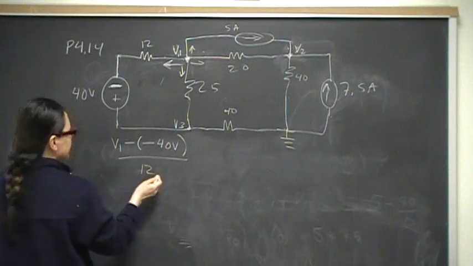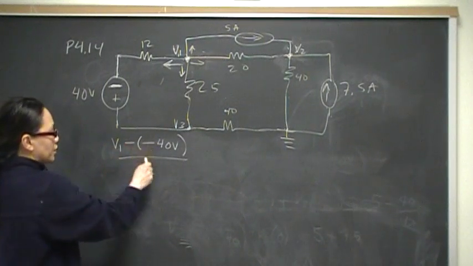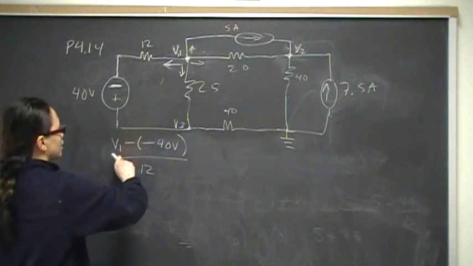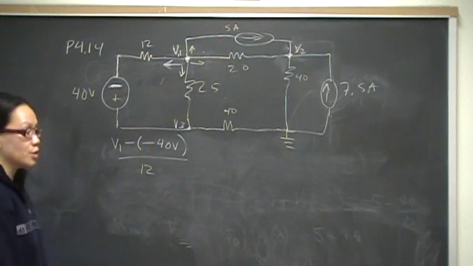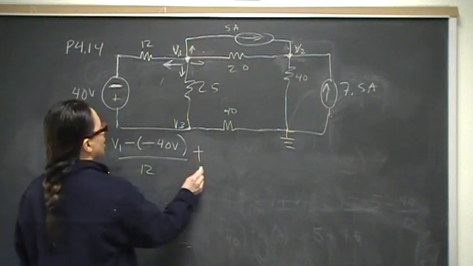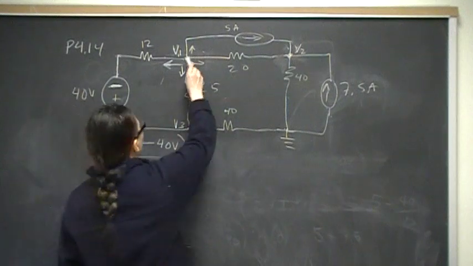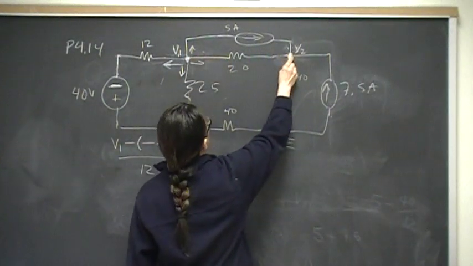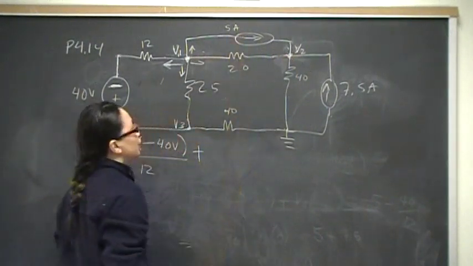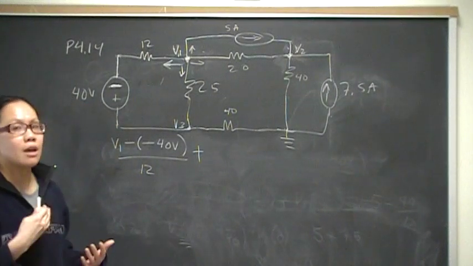Over 12. Notice that this is a current, right? Delta V over I is equal to V over R, or this current is going to be delta V over R. And that's what we've got. Voltage over resistance is equal to current. Plus, okay, this is where people will make mistakes. People will go V1 minus V2 over 5. And no, that's not correct, because we're doing KCL, which means summing the current.